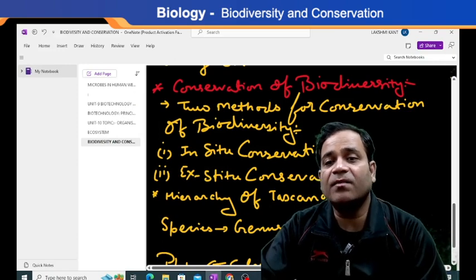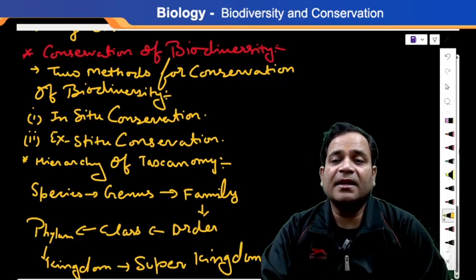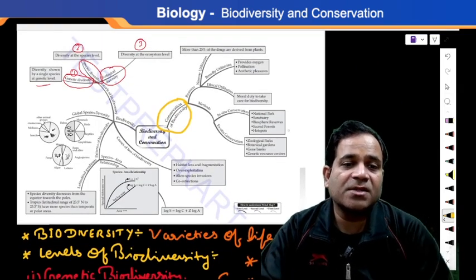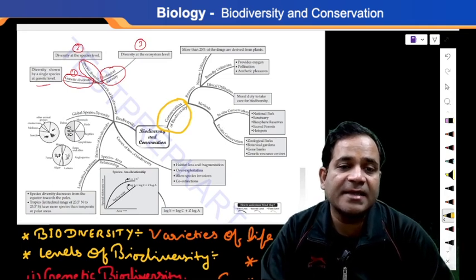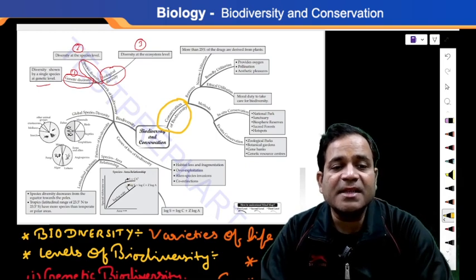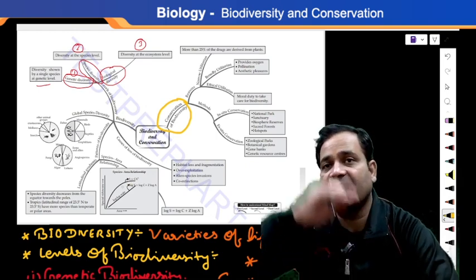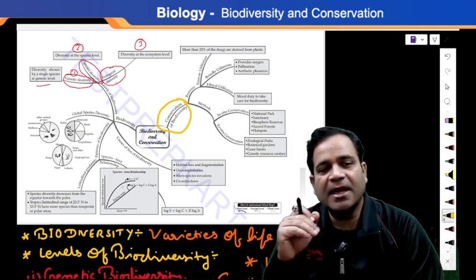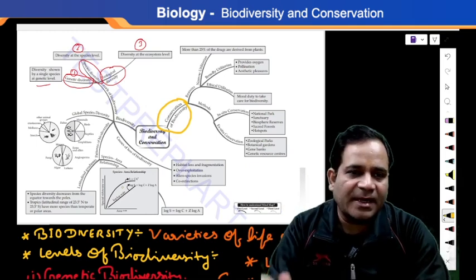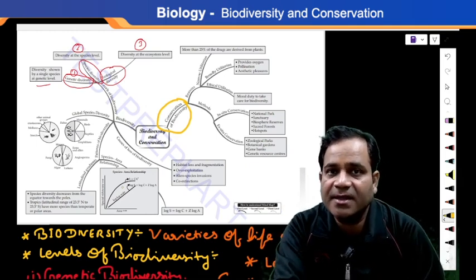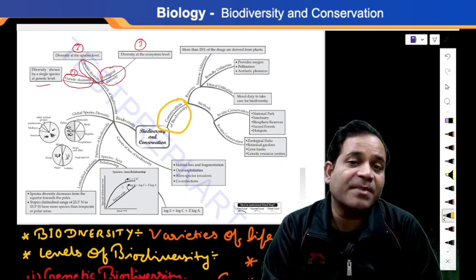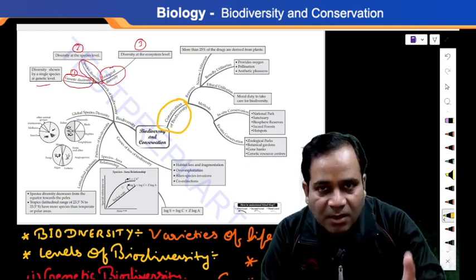Here in the patterns of diversity, we have latitudinal gradients and species-area relationship. Species diversity decreases from the equator towards the pole. See what I'm saying: if I move towards the pole, then the species diversity decreases. You know why? Because the temperature decreases, my dear. Once the temperature decreases, the diversity also decreases.